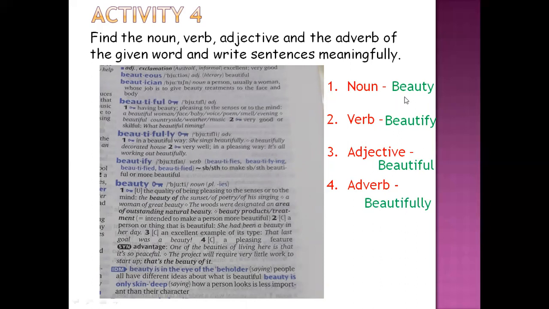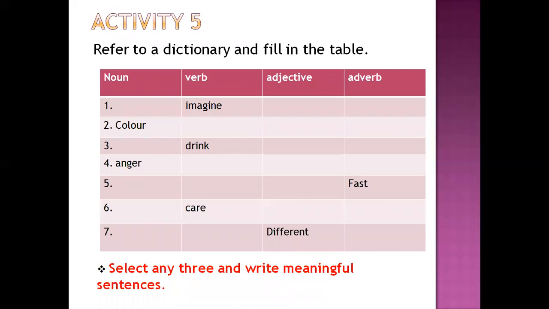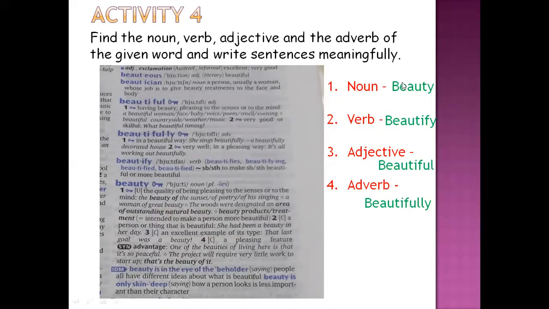And look at this first word, beauty. That is a noun. So you have to use this noun in a sentence and try to write it meaningfully. He was impressed by the beauty of this world. And next one, the verb, beautify. You can say the flowers beautify the world.